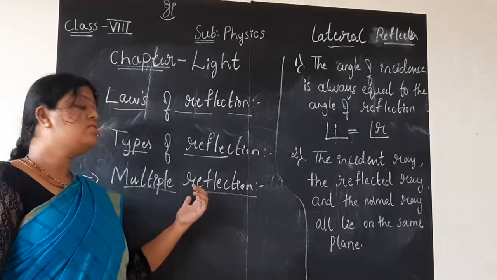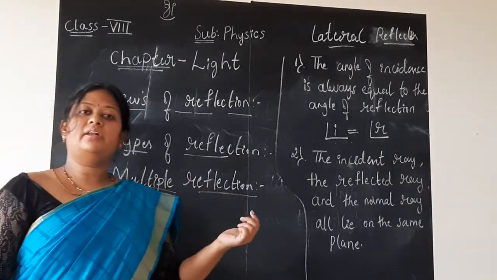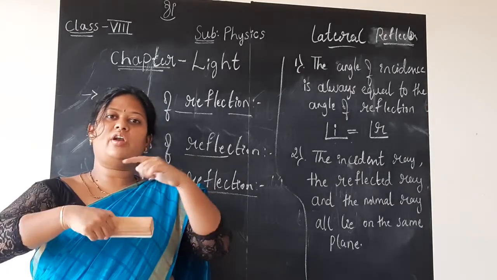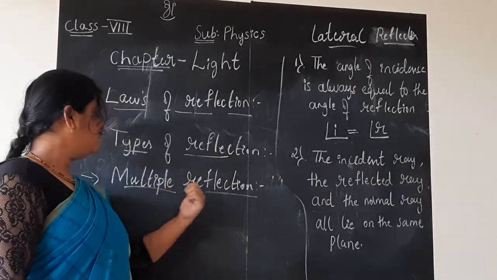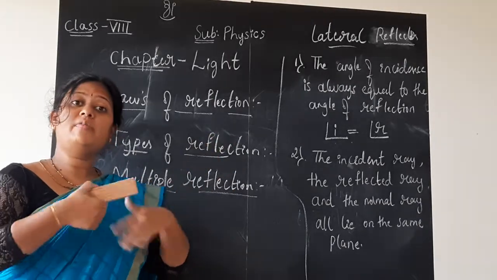Next is, children, what is called the multiple reflection. Here the name itself tells you multiple. When you multiply, what happens? The product goes on increasing. Here also, if reflection is multiplied, it means the image is formed many times.